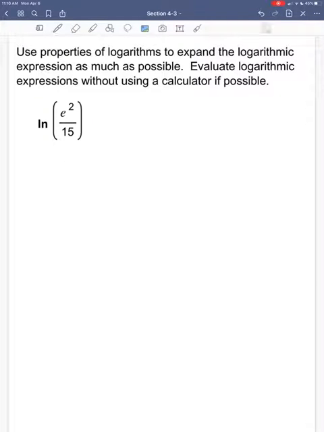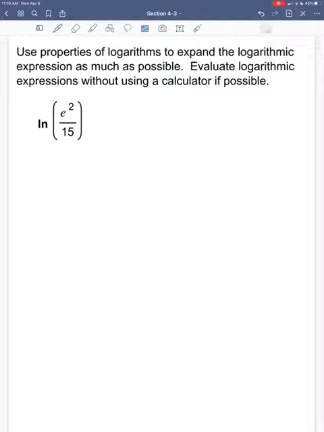The directions say to expand the logarithmic expression as much as possible. So that means I want to break this apart into separate logarithms. Right now I've got ln, remember that means natural log. So the natural log of e squared over 15, that's really e squared divided by 15, so that's a quotient.